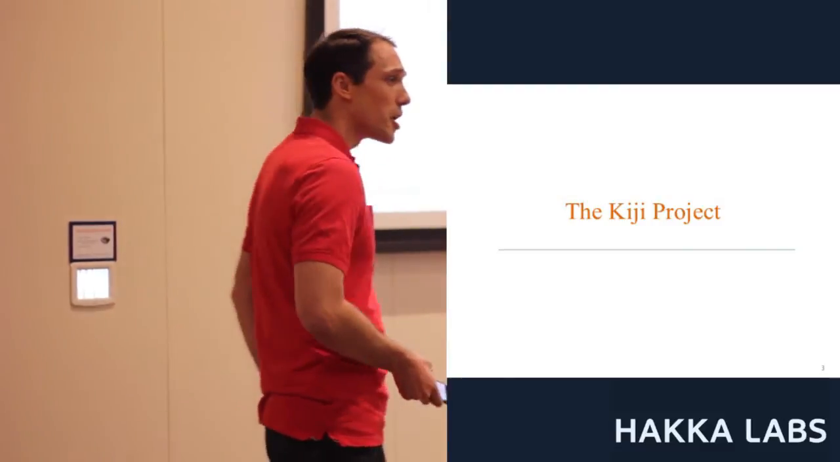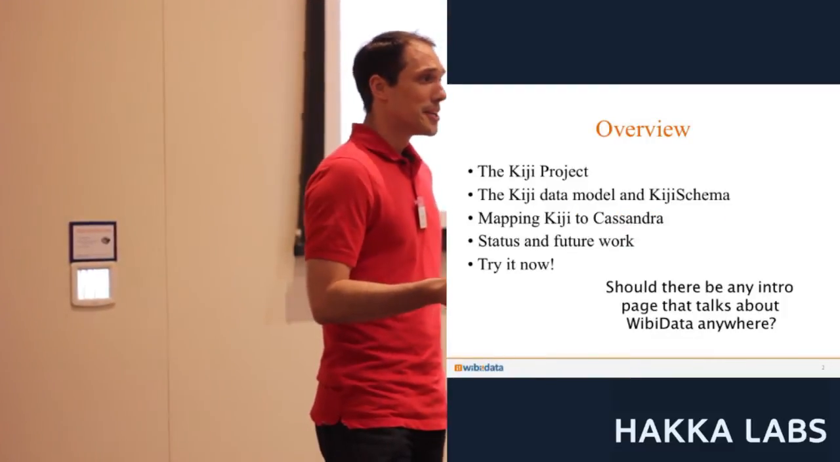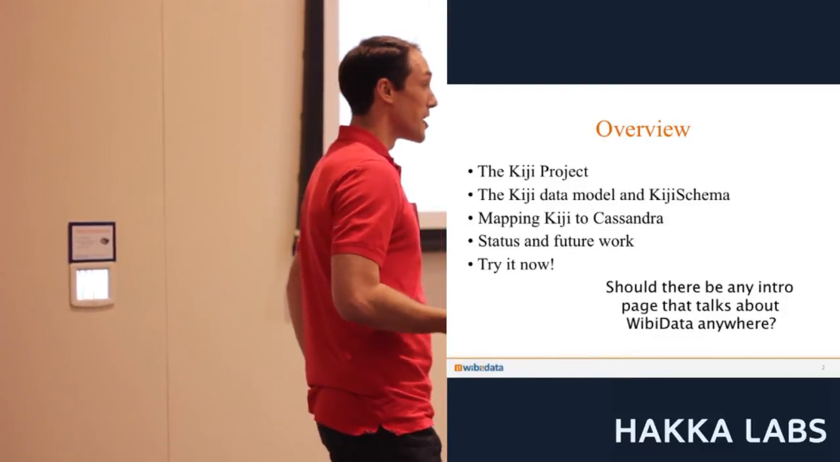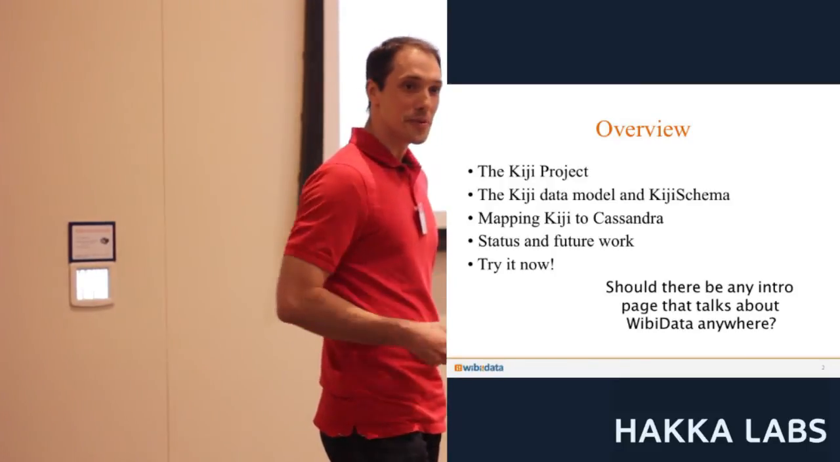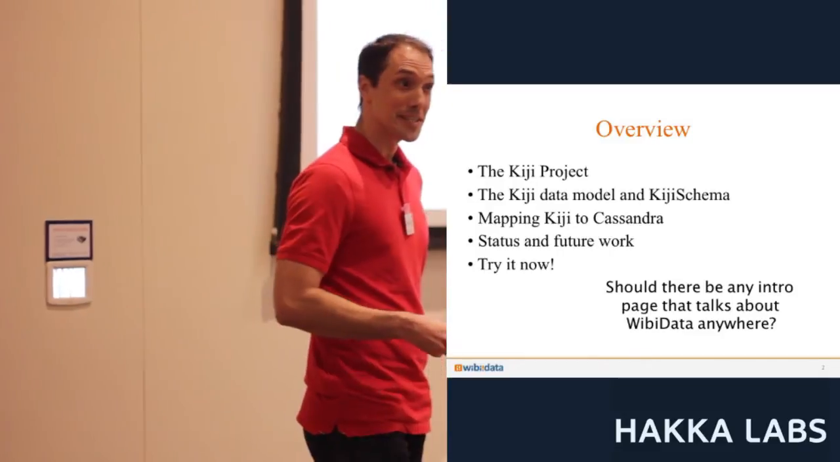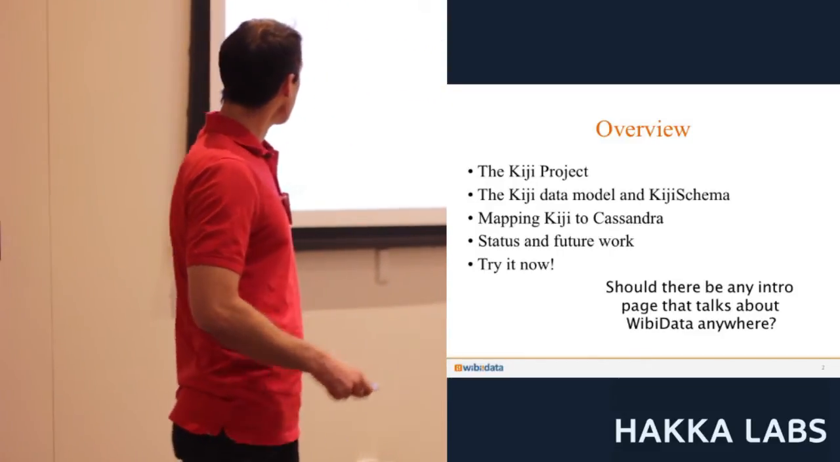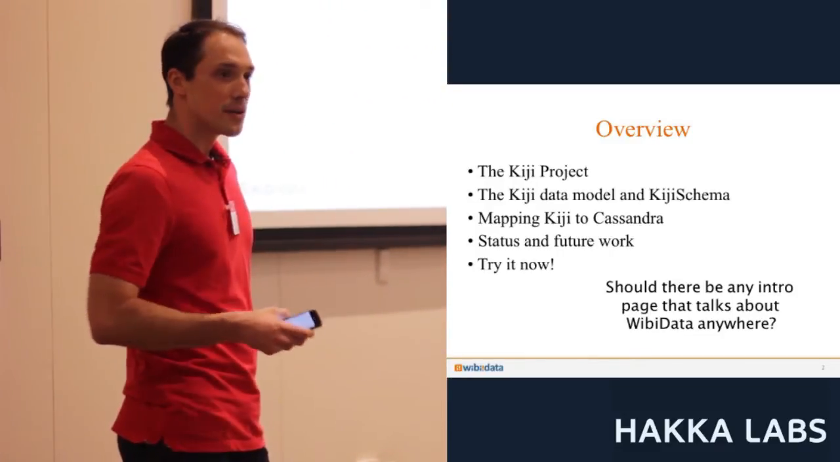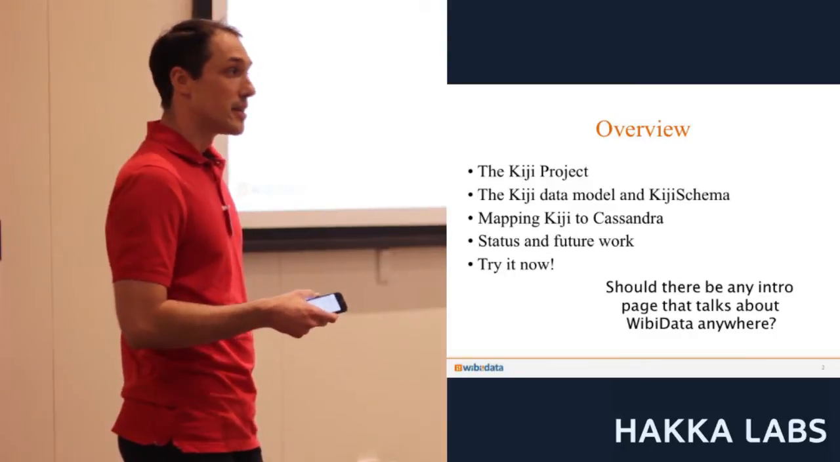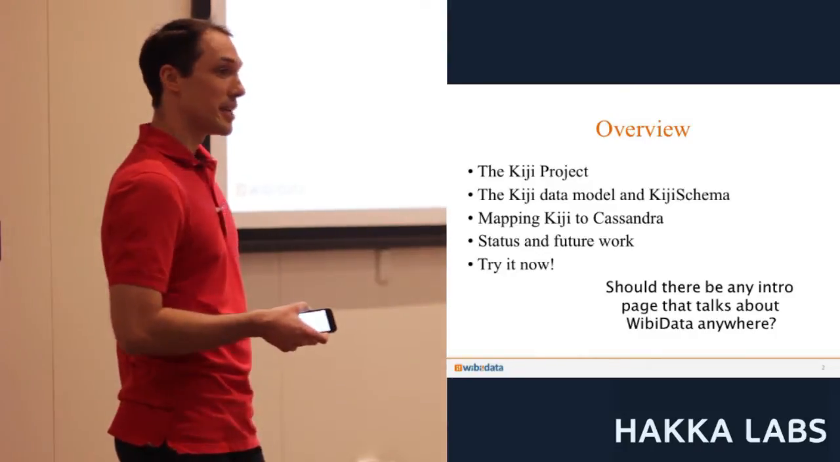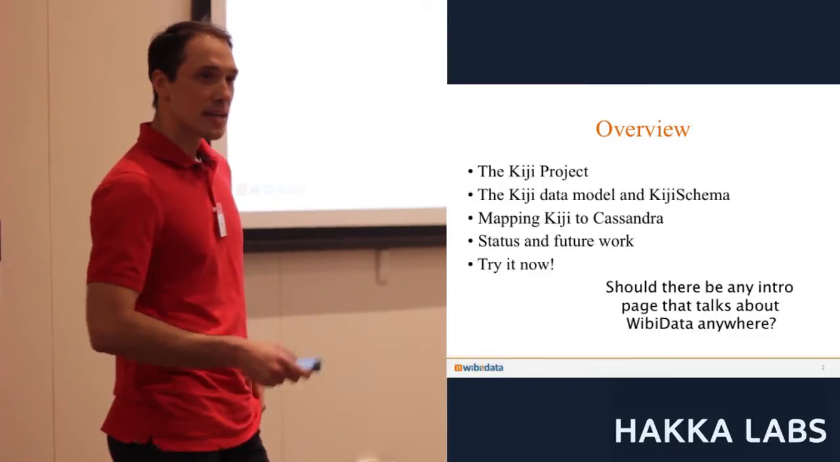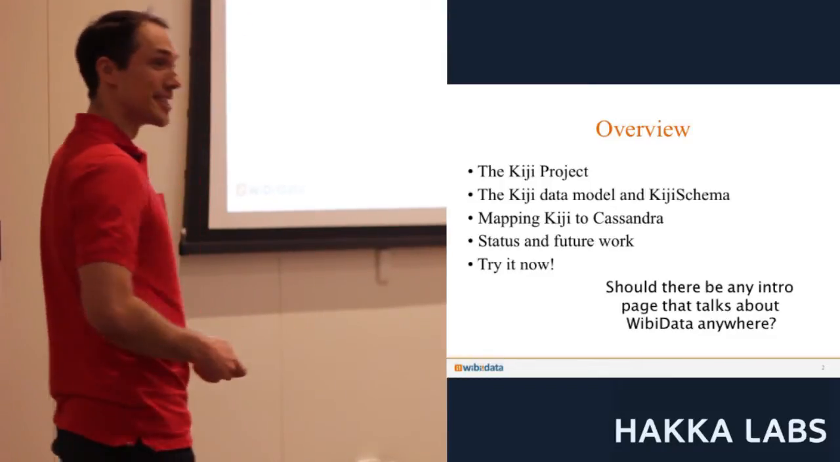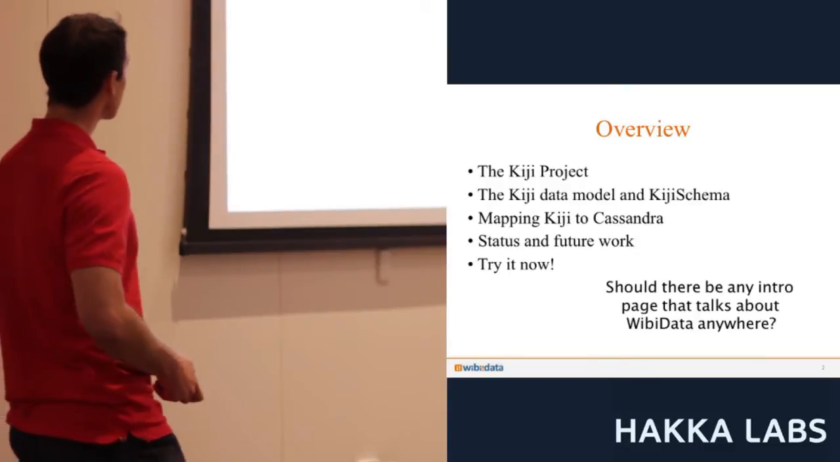A quick overview of the talk. I'm going to begin by describing in about 3 slides the Kiji project, all the different components of Kiji, and how these make it easier for you to build one of these big data applications. Then I'll go over the Kiji data model, some of the high points of it, and then talk about how we map the Kiji data model onto Cassandra, what some of the challenges are, the current status of the project, next steps, and how you can try it.